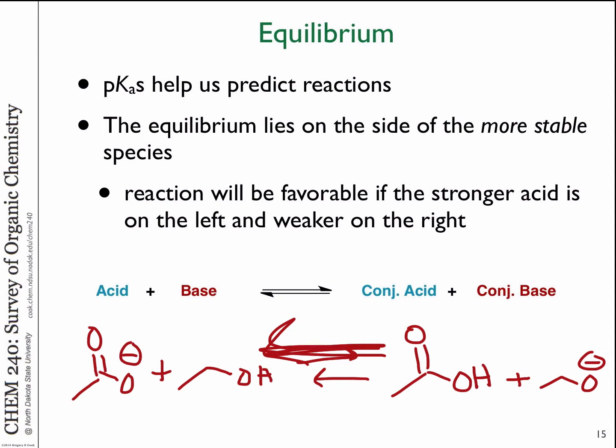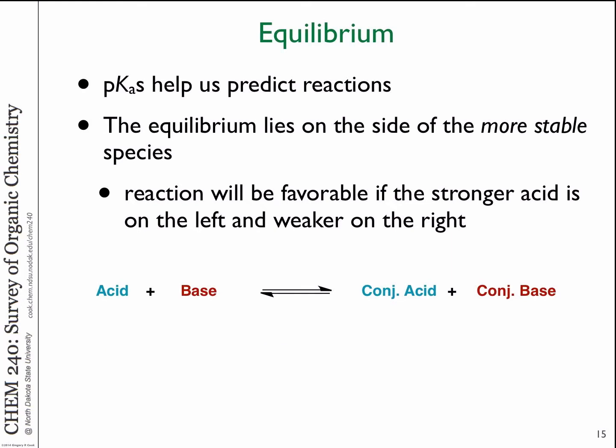Another way is if I gave you the pKa's for the acids on each side of the equation. The pKa of ethanol was 16, and the pKa of acetic acid was 4.7. The stronger acid in this whole equation is acetic acid. And the equilibrium is going to lie on the side of the weaker, more stable species, not on the side of the stronger, more reactive species. Everything wants to become more stable and lower in energy. So that's how we can use some of these concepts to predict reactivity.